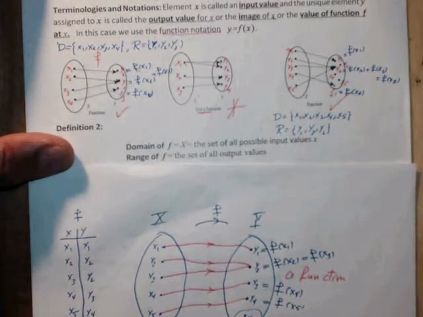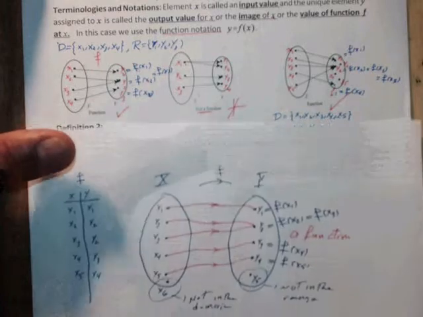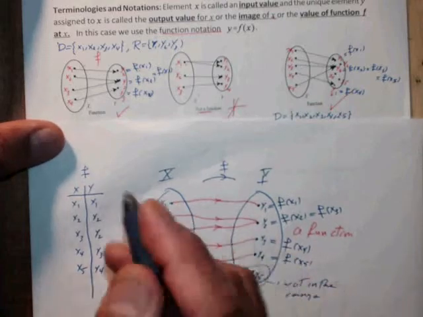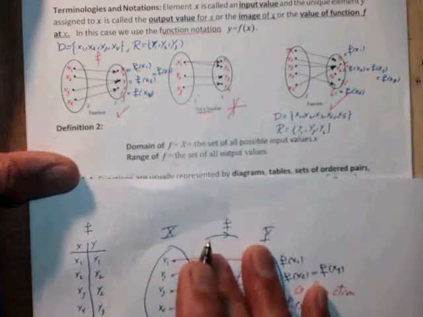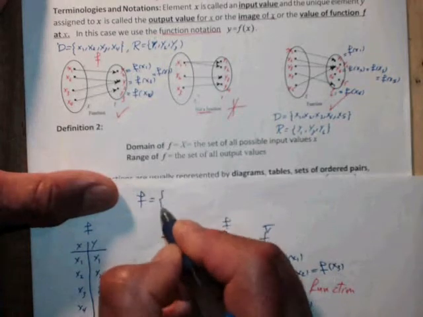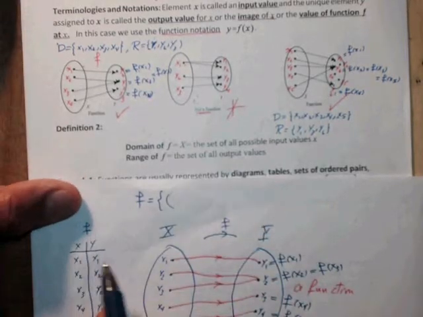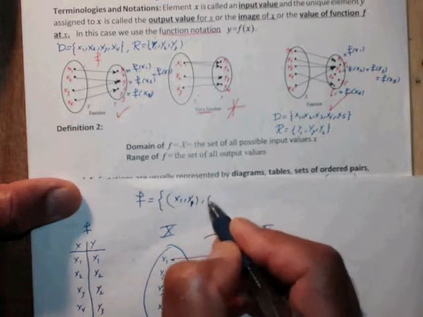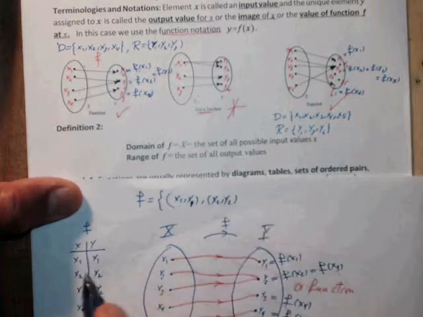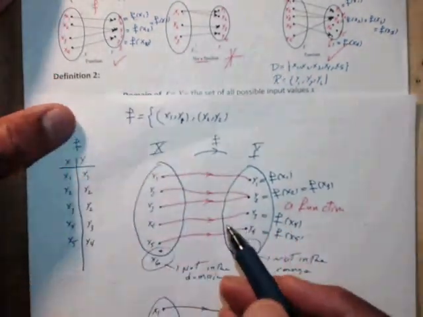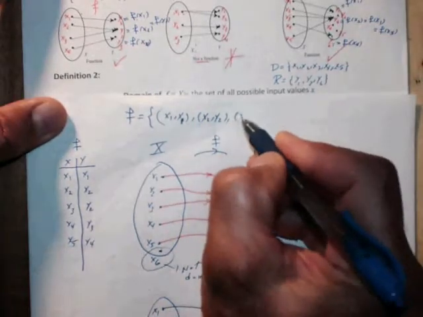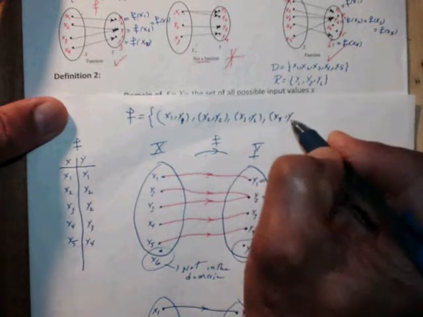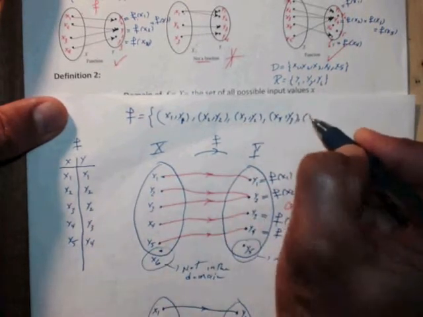Okay, so if you want to use that. But let's continue this. If I want to use the ordered pair as a presentation for this function, all you do is say f is equal to, you see, x1, y1, so you write (x1, y1), (x2, y2), (x3, y2), (x4, y3), and (x5, y4).